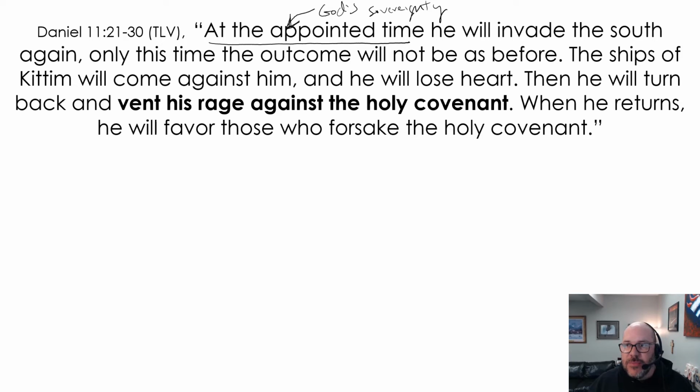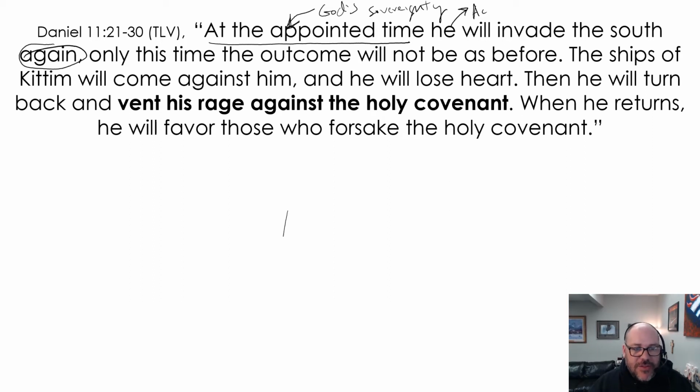So I think sometimes we have to really balance out the free will of mankind with the sovereignty of God, that two of those things really work hand in hand, and we're not really quite sure how all of it works out to a perfect detail. We just know that God is sovereign and he has appointed the time. He has appointed the times and the dates that these things will happen. At the appointed time, he, that is the Antichrist, will invade the south again. So this will be a second invasion.